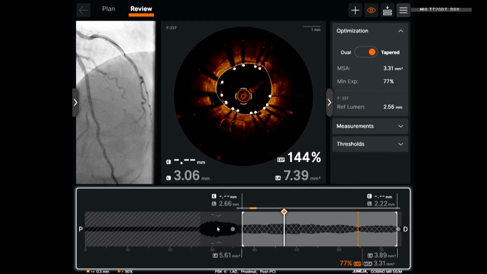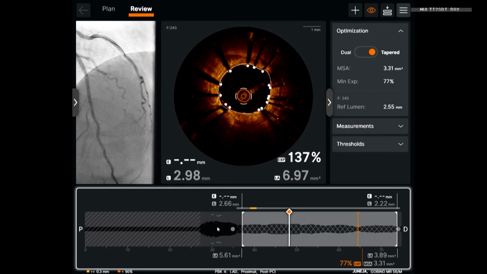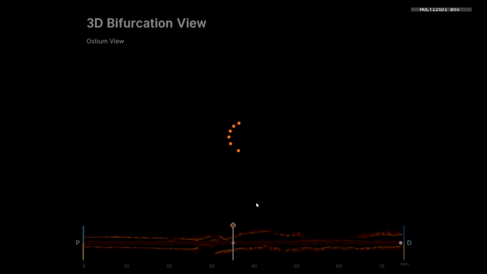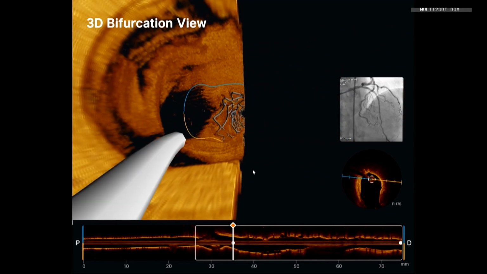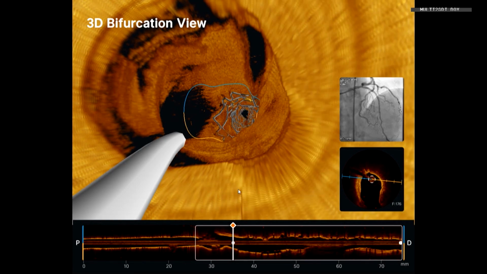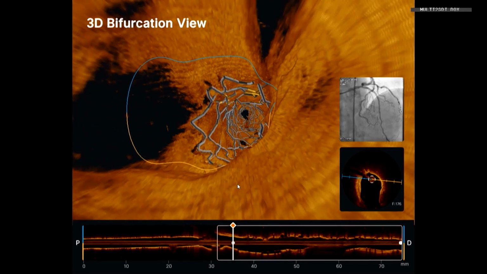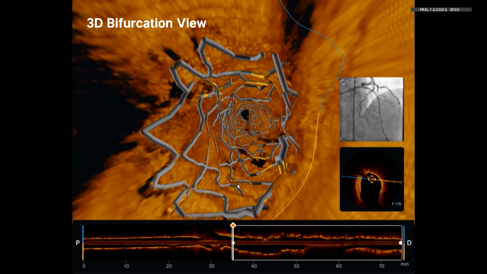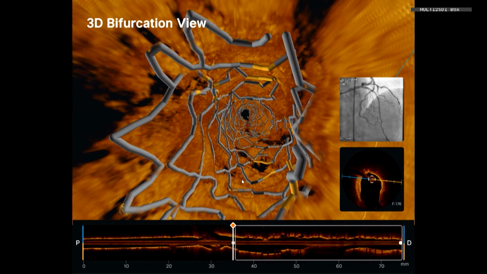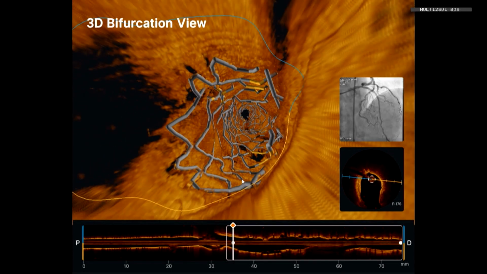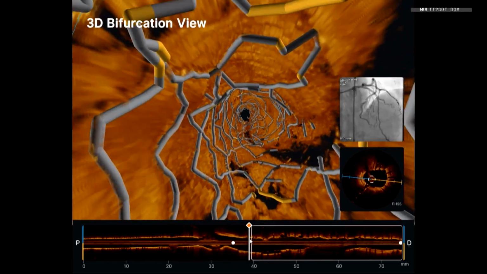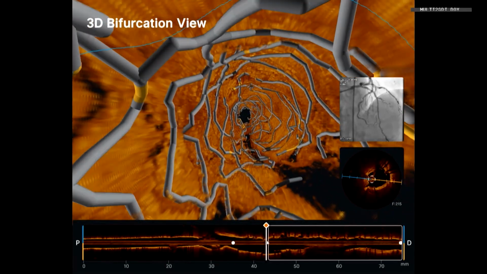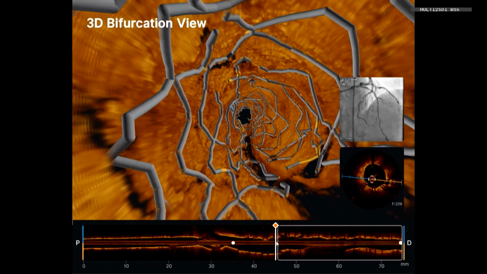Dr. Kapoor, can we go to 3D bifurcation mode? 3D bifurcation. Yeah, we are showing to you, Goran. Look at this. This is definitely precise placement, right, Goran? What do you think? This is super precise. I thought he would be back at least one stent strut into the left main, but actually he proved me wrong. So, Dr. Kapoor, congratulations. This is really a masterpiece of work.